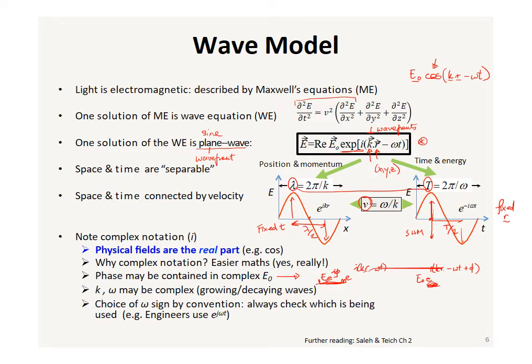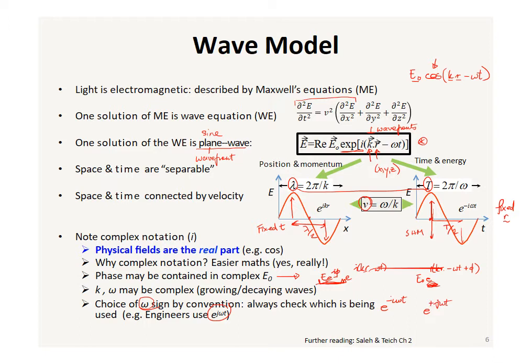Watch out in the resources that you look at, the sign for omega. We're going to use e to the minus i omega t. Some people, such as engineers, for reasons known only to themselves, use e to the j omega t.